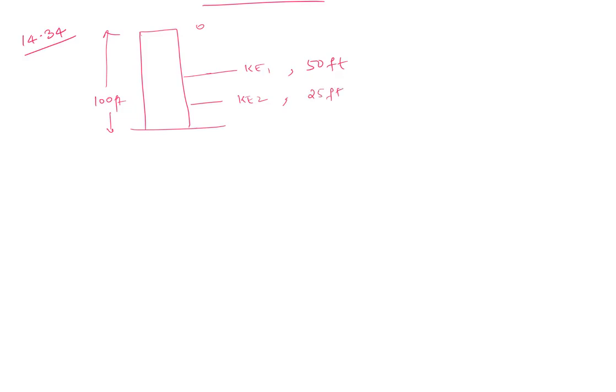Okay, so it's a straightforward problem. There's a building that is 100 foot tall. A ball is dropped from here, so we're asked to find the kinetic energy here at KE1 and here KE2. So KE1 is 50 feet above the ground, and this is 25 feet above the ground, from the ground.